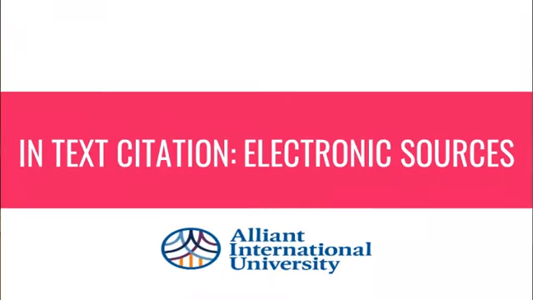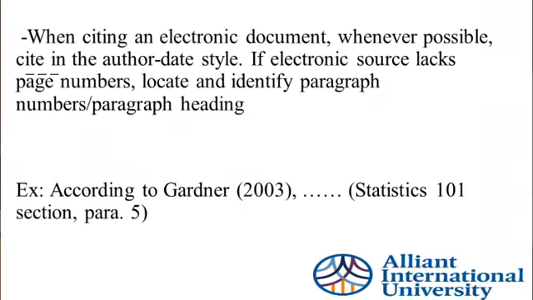So for electronic sources, if you want to cite an electronic document, whenever possible, cite the author, date, style. If the electronic source lacks page numbers, locate and identify paragraph numbers or a paragraph heading. Again, that's just additional information to show where the statement was found. It's more necessary to have just the author and the publication. But in this example, we have where this finding was, and it's in Statistics 101, section, comma, paragraph 5.